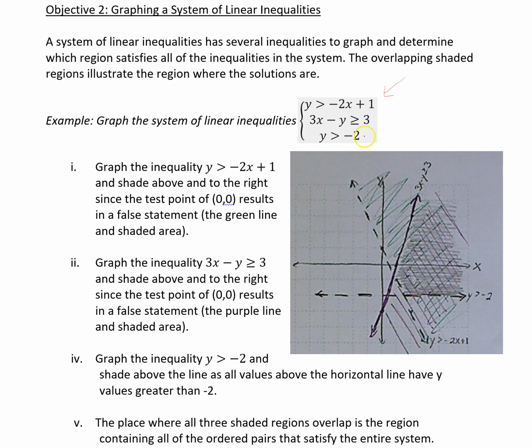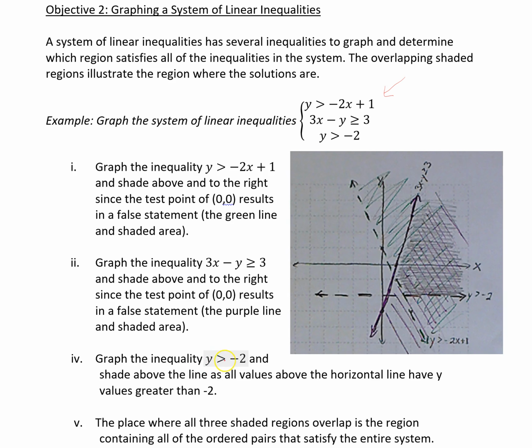I have one more inequality to graph. That's y is greater than negative 2. This has only a single variable, y. The inequalities that have just the y variable are horizontal lines. This has only a greater than, so it'll be a dashed line. And the y value is negative 2. So I'm going to have a dashed line at the y value of negative 2.